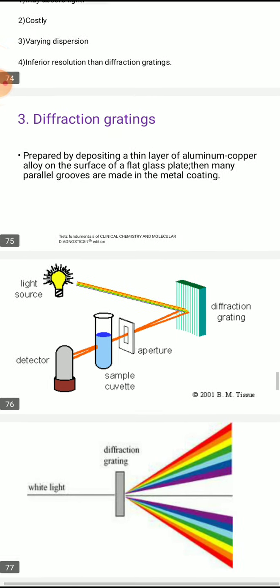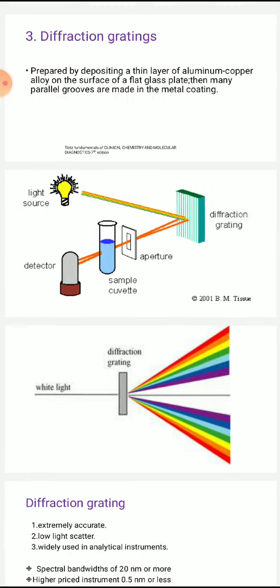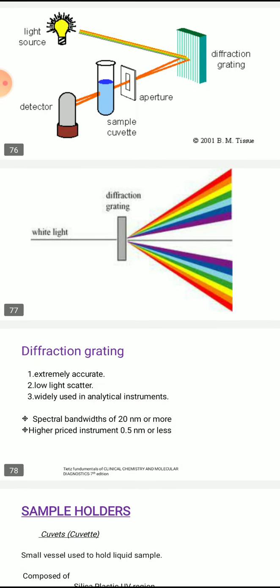This is the spectrum produced by diffraction gratings. Diffraction gratings are extremely accurate, have low light scatter, and are widely used in analytical instruments. Nowadays, in analytical instruments, we use diffraction gratings.